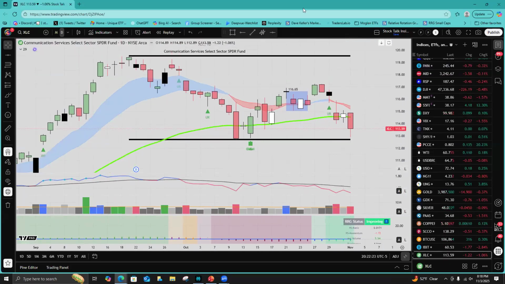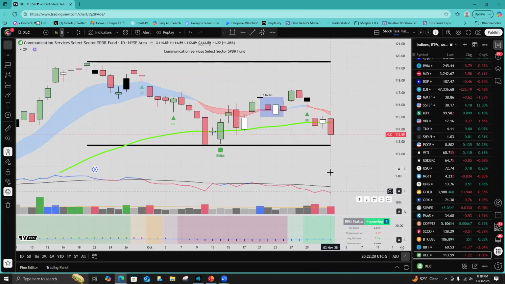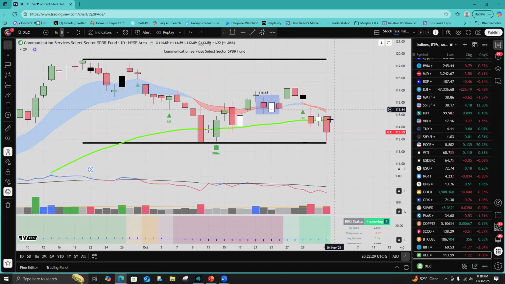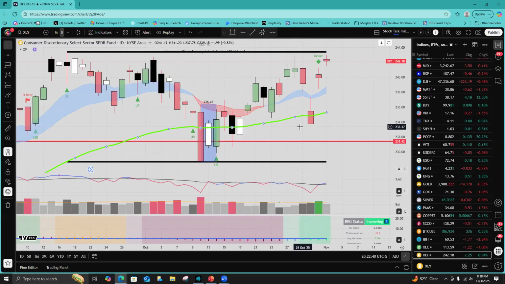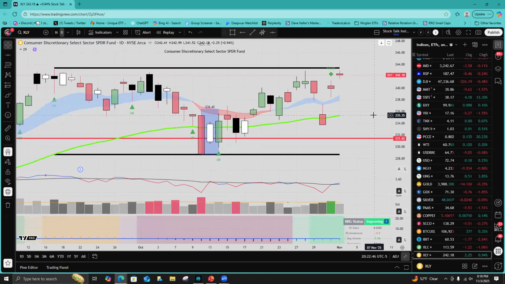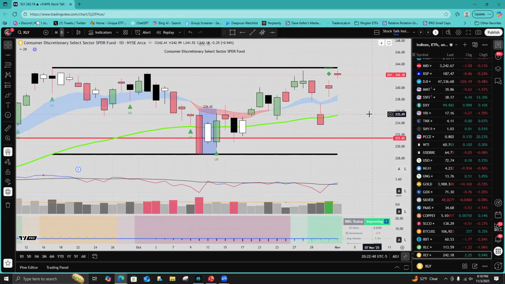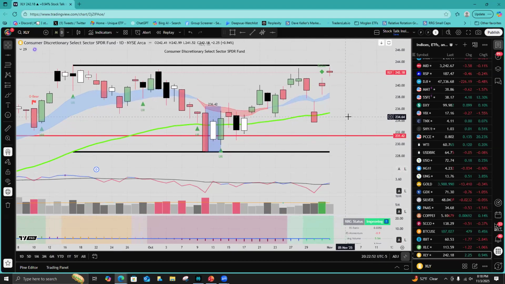XLC, a lot of distribution in there. It's a close below the 50-day. I mean, that's communications, and that's Meta. It's closed below the 50-day. It's not good. XLY, it had a close below the 50 and then gapped up and then gapped up. Obviously, Amazon and Tesla are in this one. It's kind of our hero right now. It's got a little accumulation volume. We'll see how it plays out.